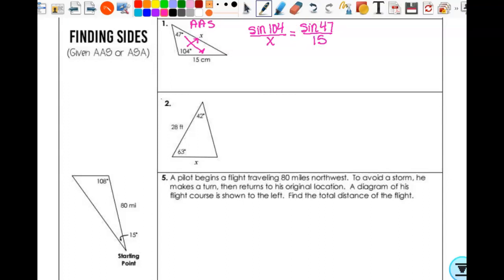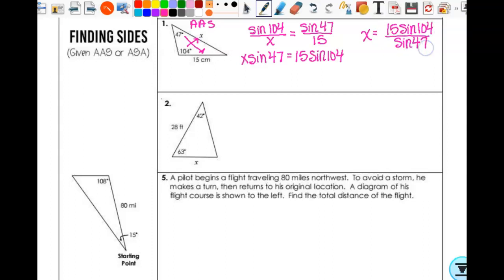How do I solve something like this? No, not at this point. No, how do I solve this to get x by itself? Cross multiply. So I can multiply x times the sine of 47 equals 15 times the sine of 104. Then I want to get x by itself, so x is equal to 15 times the sine of 104 over the sine of 47.